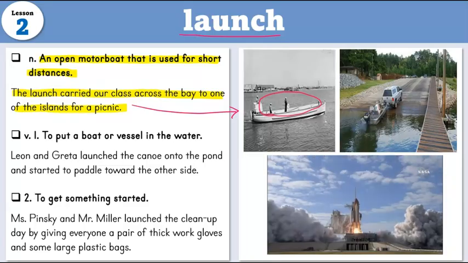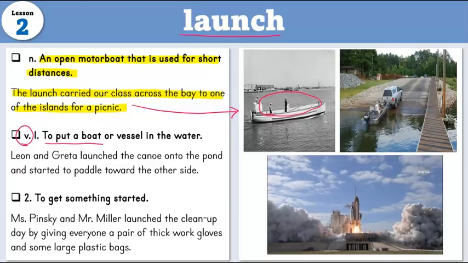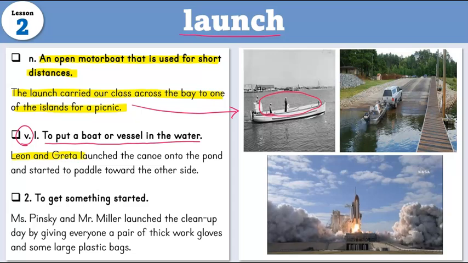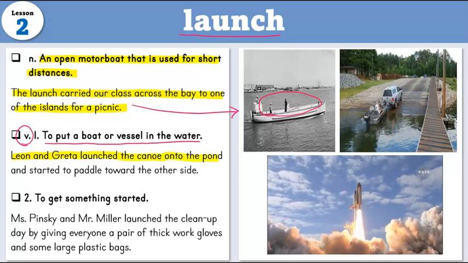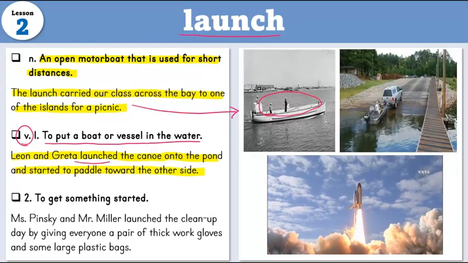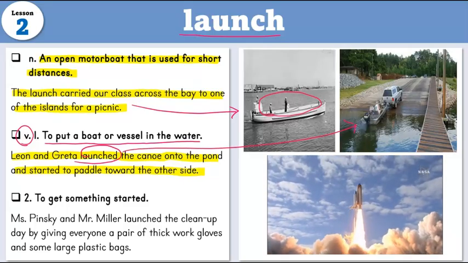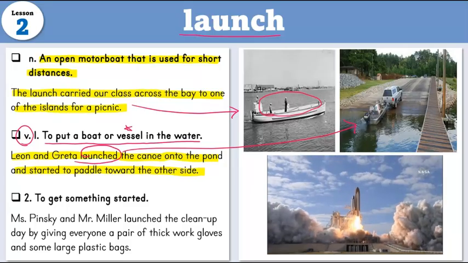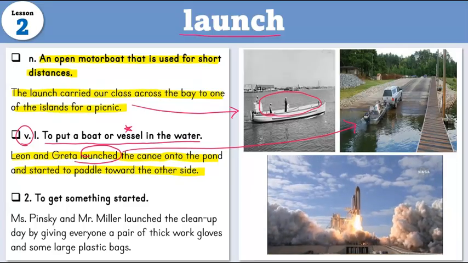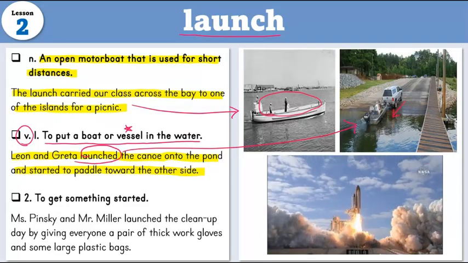launch. And we can also use launch as a verb, and it means to put a boat or vessel in water. For example, Leon and Greta launched the canoe onto the pond and started to paddle towards the other side. So here, the action is launch. So we are putting the boat into the water or anything else. A vessel is anything else that can float on the water, or even something that can go under the water like a submarine. So we are launching it, we are simply putting it into the water.